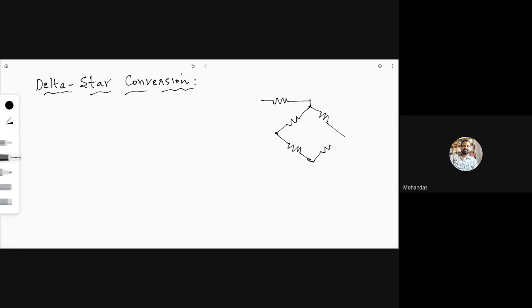Suppose, see the situation. This is A and B. See the situation. This is 1 ohm, 2 ohm, 3 ohm.